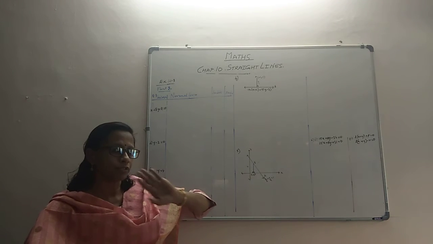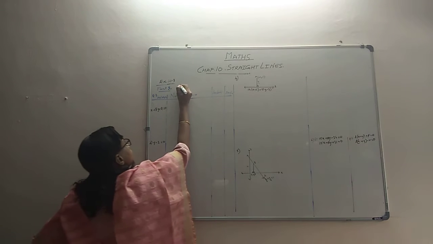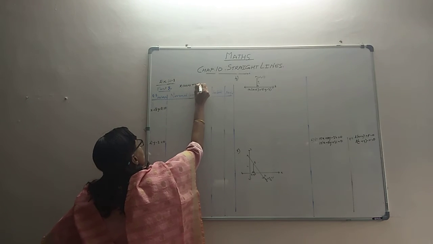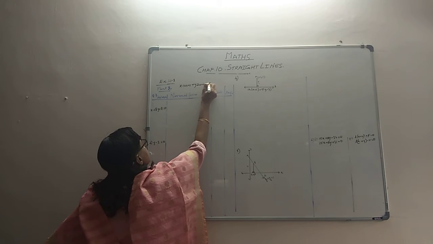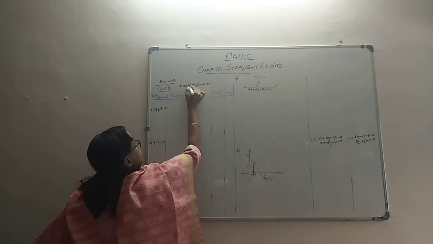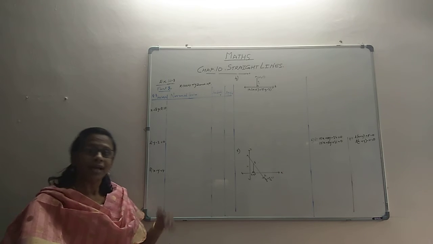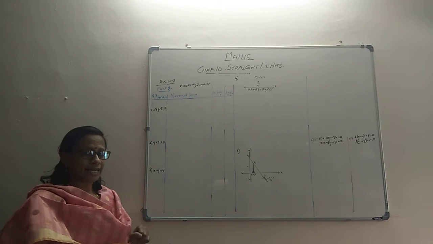We'll just get a quick revision about the normal form. We know that the normal form is x cos omega plus y sin omega equal to p, where p is this perpendicular distance and this omega is the angle that they are asking. So we should get it converted into that form, and then we should get to know what these angles are.